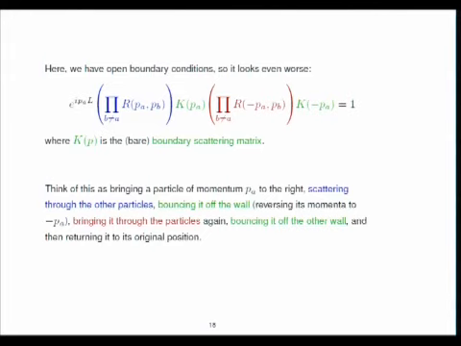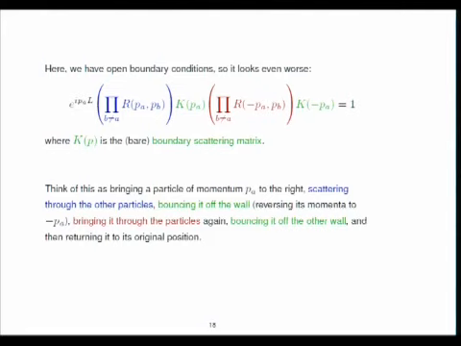So here, I said at the beginning, I'm going to do open boundary conditions, which people do sometimes just because it's fun. But in this case, open boundary conditions are what give the neat results. So let me now say what you do in a Bethe ansatz system with open boundary conditions.